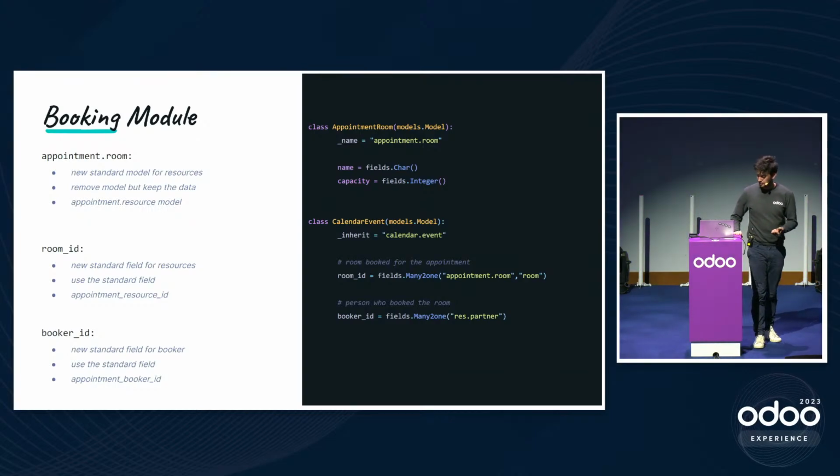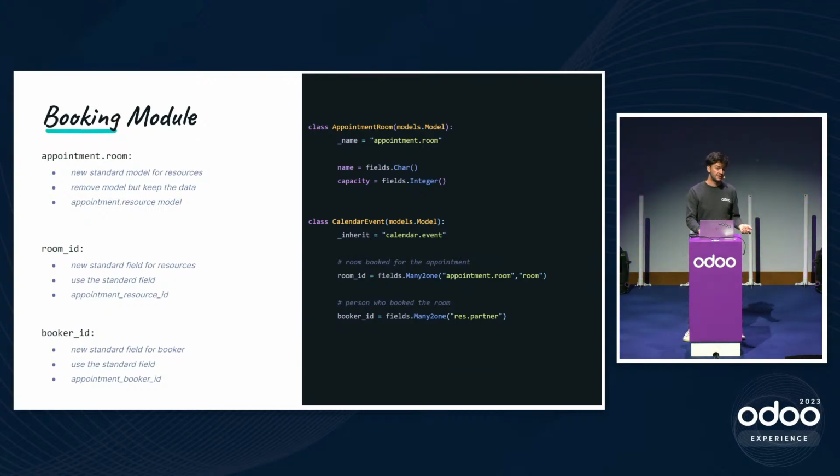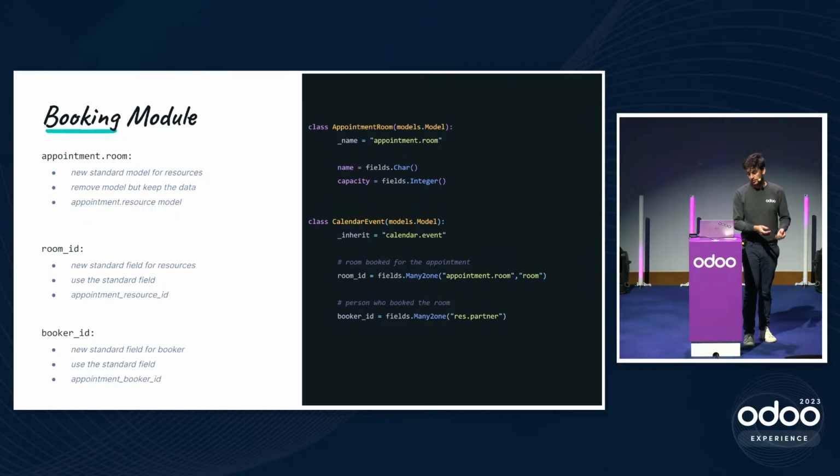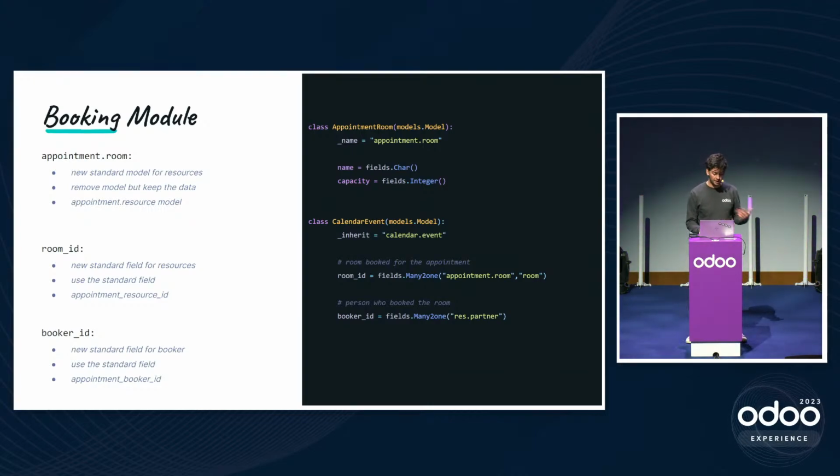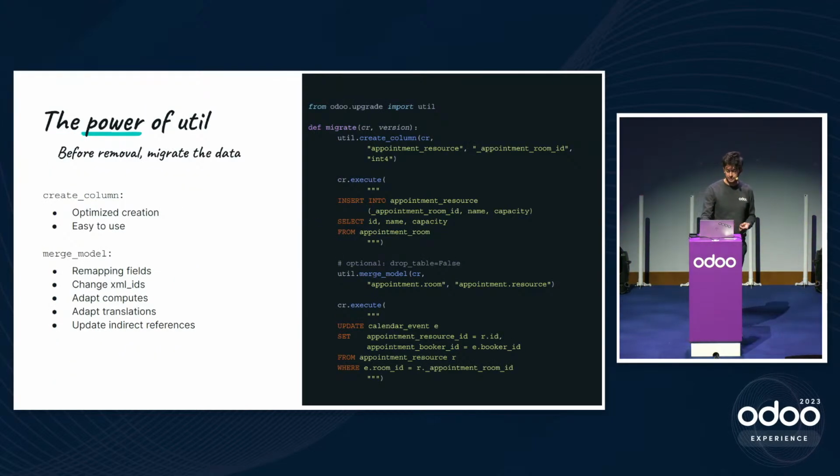There is the room ID field, which is now the appointment resource ID field, and it's a standard field. Same thing, you want to put your data from the room ID inside the new standard appointment resource ID. And it's the same thing for the booker ID. So how do we proceed? Well, with util, there is a huge amount of functions that will help you make it super easy. So first, you will create a column to temporarily store the data from appointment resources inside on the appointment resource module.